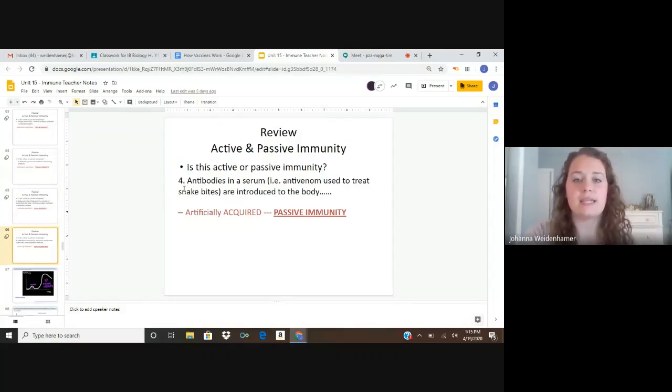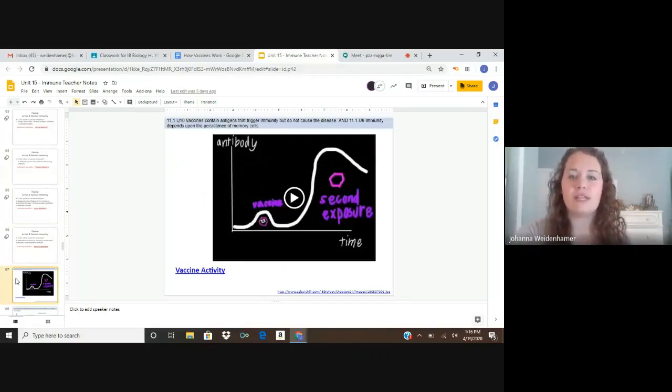And the last one, antibodies in a serum are introduced to the body. Again, if antibodies are going to be introduced to the body, that is going to be passive immunity. And here we would have it as artificially acquired because if the antibodies are in a serum, it's not naturally being given to you, let's say from the mother to the fetus. So hopefully that all makes sense.